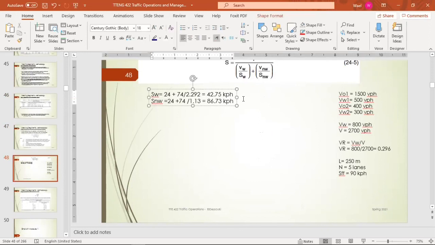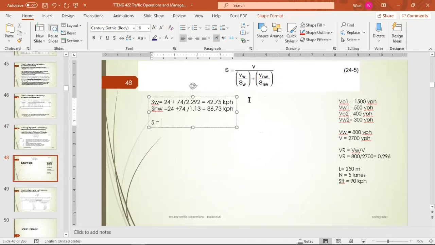Okay, so here we want to calculate the average speed equals the total volume. How much is the total volume? 2700, divided by, first, let's open a big bracket, and we have VW over SW. How much is the weaving volume? 800 divided by the weaving speed, 42.75. Close this one, plus the non-weaving volume, 1900 divided by the speed of the non-weaving volume, 86.73. Close bracket. Equal, how much?